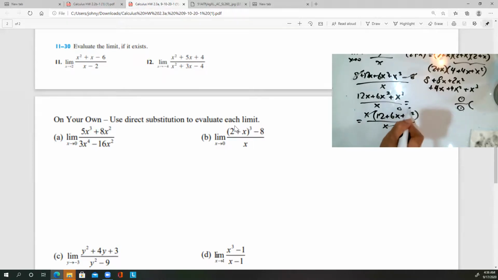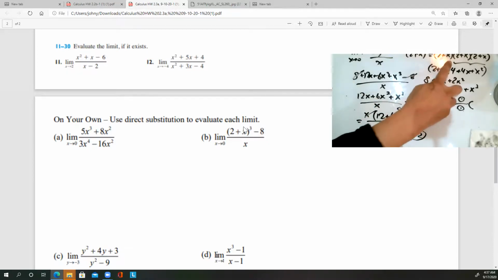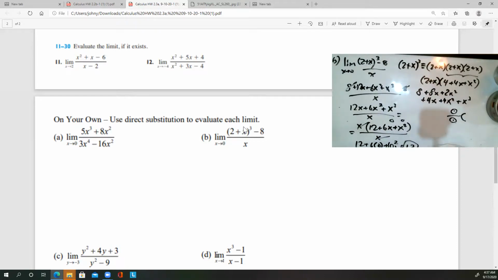Now you can plug in 0 for x. You end up with 12 plus 6 times 0 plus 0 squared. You end up with just 12. That's your final answer. A little bit tricky. You have to learn to distribute those cubes. You could have used binomial expansion, which you should have been taught last year by Mr. Villano, but binomial expansion is a really hard formula to memorize, especially if you have a fifth power. But for a third power, I would just distribute right over here at the very beginning, okay?